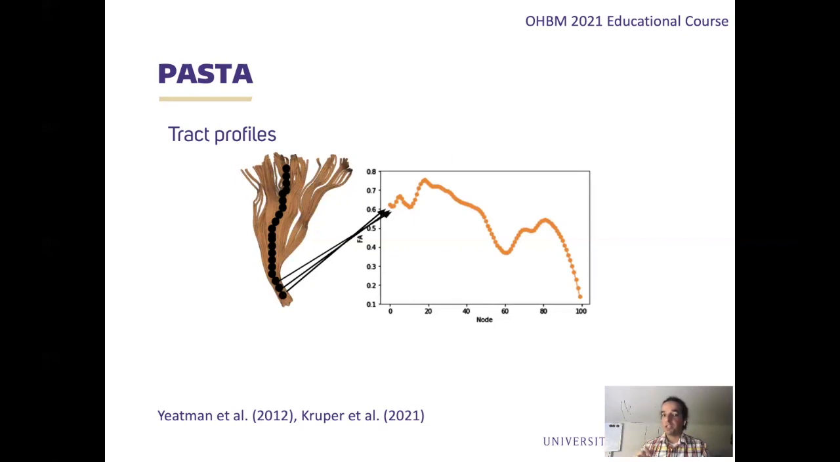In this case, we've assessed FA in 100 different nodes along the length of the streamline, and that gives us what we call a tract profile or a bundle profile of 100 different values of the fractional anisotropy, and we can do that for every individual bundle in the brain.